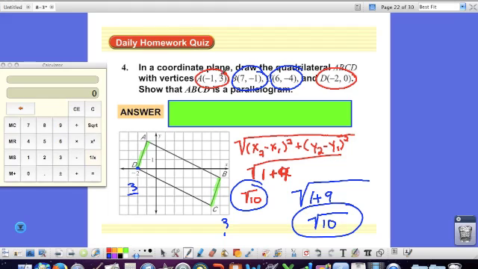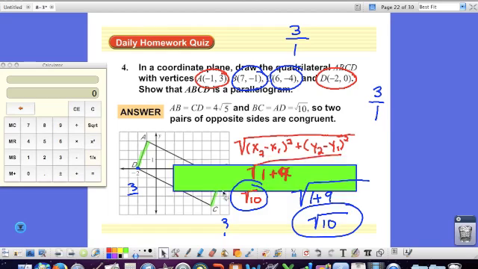I could have also done the slope. 3 minus 0 is 3. -1 minus -2. So it's -1 plus 2 is 1. And here, -1 minus -4, which is 3. 7 minus 6 is 1. So they have the same slope.